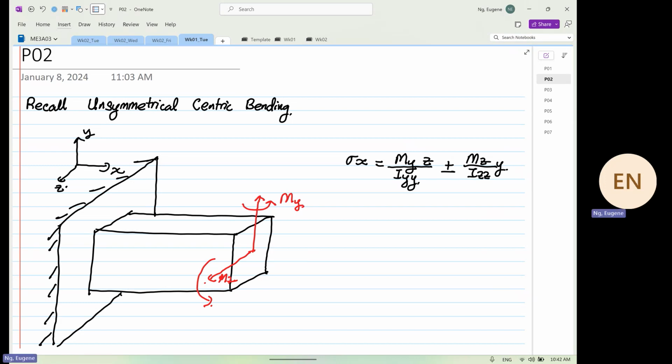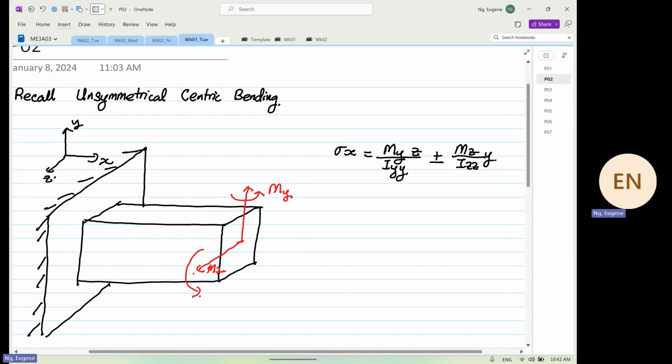So this is just a quick recall. Moment about Y divided by I_Y, moment about Z divided by I_Z. Why do we do that? Why am I going to relate this? Because we can relate this to our buckling. Are we clear?